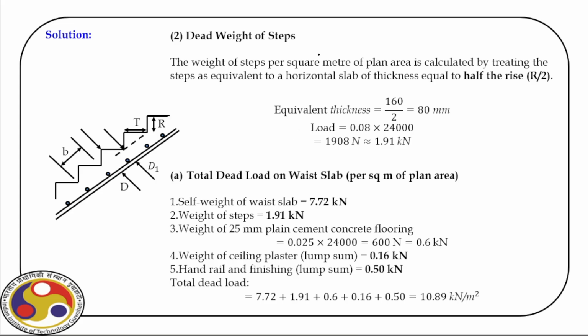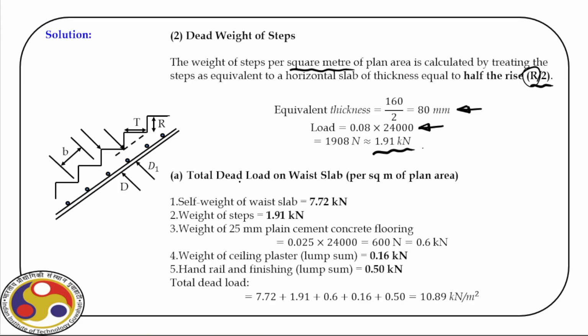And then the dead weight of the steps that we can easily calculate. So that is here. The equivalent thickness is half of this riser, and then multiplied by the weight of plain concrete, which is 24 kilonewton per meter cube. So effectively we have 1.91 kilonewton. Remember, it is per square meter of plan area, right?